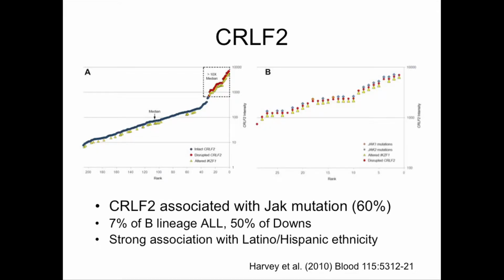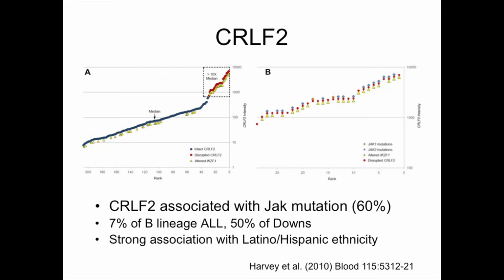This particular mutation is also associated with other mutations, such as mutations in the JAK gene, JAK1 and JAK2 in particular. These are seen in about 60% of patients that have the CRLF2 mutation, as are mutations in Ikaros, IKZF1. So there's a strong association between these three genes and this particular subset of ALL. If one looks at the expression of the CRLF2 gene itself, one can see that it's in fact these cases that have CRLF2 disruptions, translocations, or mutations that are driving the increased overexpression in this particular subset.